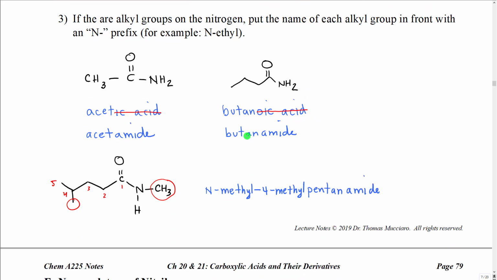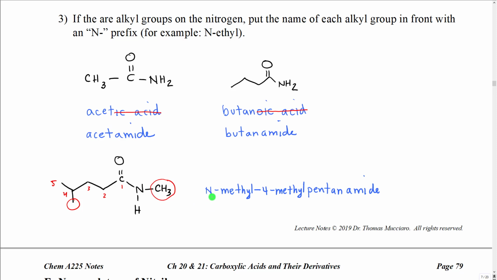The only other complication we have with amides is that the nitrogen group itself can have carbons attached to it as branches. In that case, we have the problem that when we have a carbon group attached to the carbon chain of the acid, that's going to be included in the carboxylic acid name, and it's going to be given a number on the carboxylic acid chain. But the nitrogen is not part of that number chain.